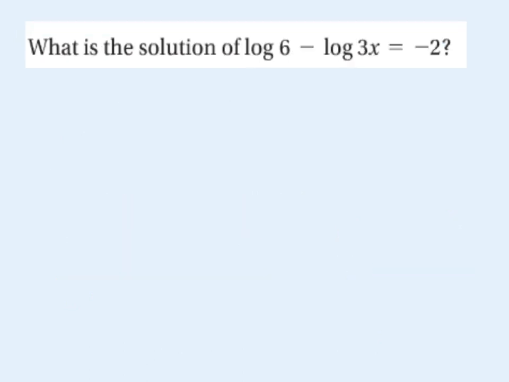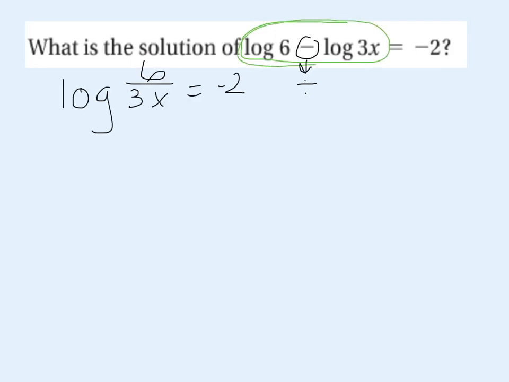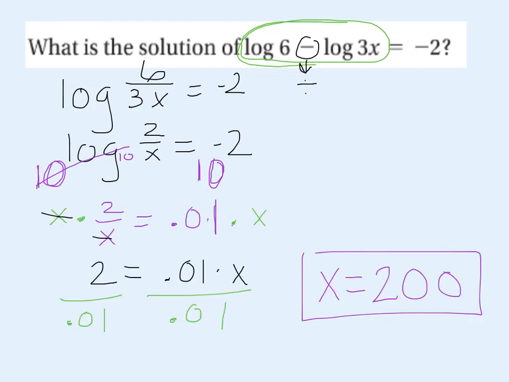I want you to attempt this problem by yourself. So the first thing you want to do is rewrite this part of the equation so that there's only one log. So once you rewrite it, you should have gotten 6 divided by 3x, because subtraction is like division. Now you should simplify, so I could simplify this to be 2 over x is equal to negative 2. Now solve. Again, the inverse of log is exponent, and this has a base 10. You should have gotten x is equal to 200.